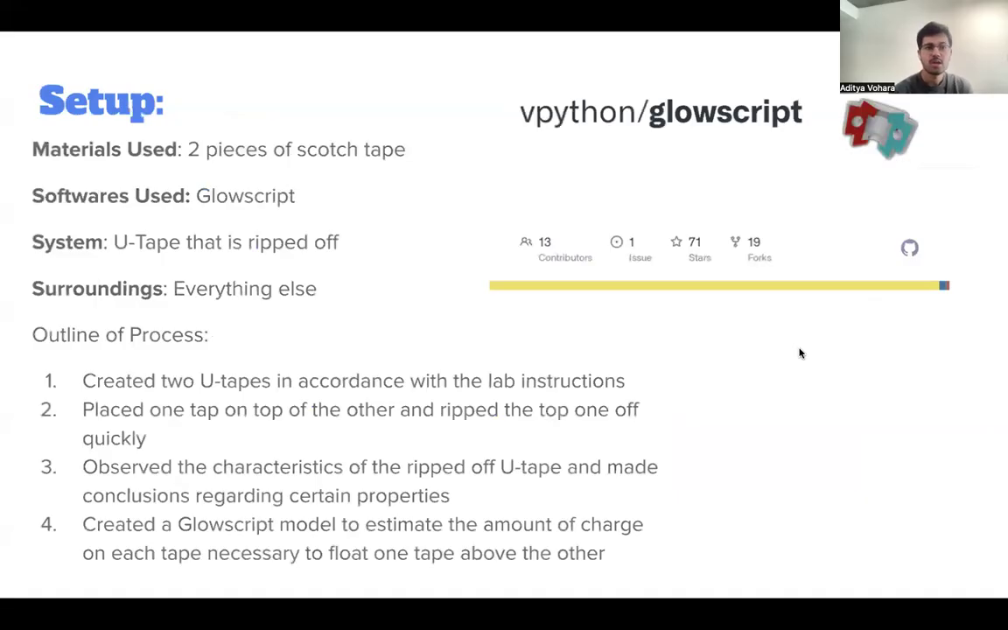In terms of the experiment, the setup was two pieces of tape, and the system in this case was the tape that was ripped off, and the surroundings were everything else. We started by having two pieces of tape according to the lab instructions, placed one on top of the other and ripped one of them off, and then made conclusions about certain properties. Further on, we individually created a GlowScript model to estimate the amount of charge, and the results are discussed forward.